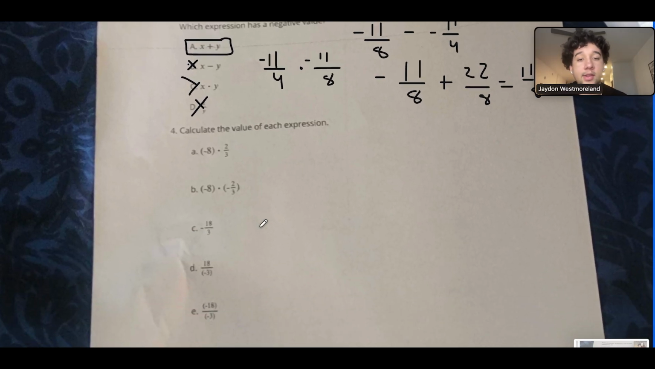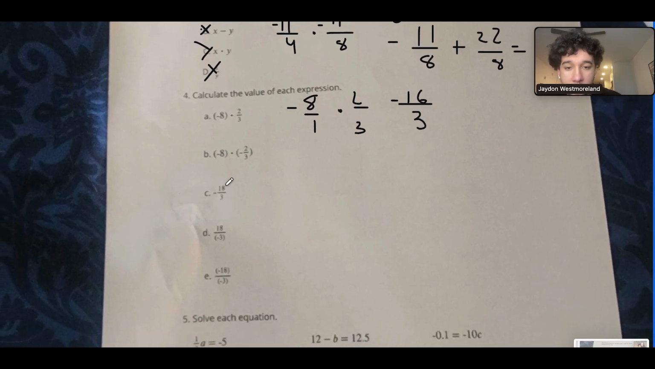Okay, calculate the value of each expression. So here, what I'm going to do is write both of these as a fraction. Anytime you write a whole number as a fraction, you just put it over 1, times 2/3. And then I multiply straight across. Negative 8 times 2 is negative 16. And then I'll put that over 3. This one, it's going to be the same thing, but it's a negative times a negative, so it's going to end up equaling a positive. But the answer is still the same. When we're multiplying and dividing, we just do the same thing no matter what. The only thing that changes is the sign itself.